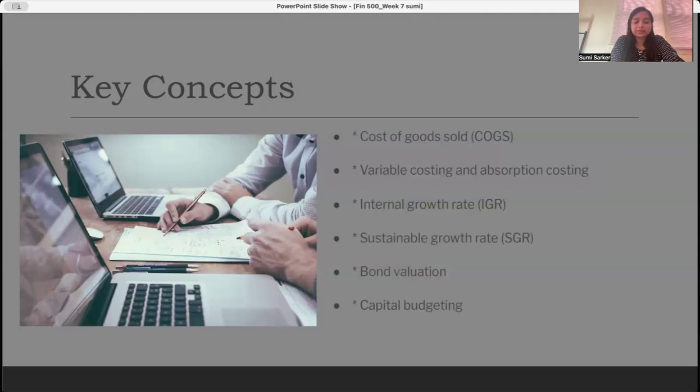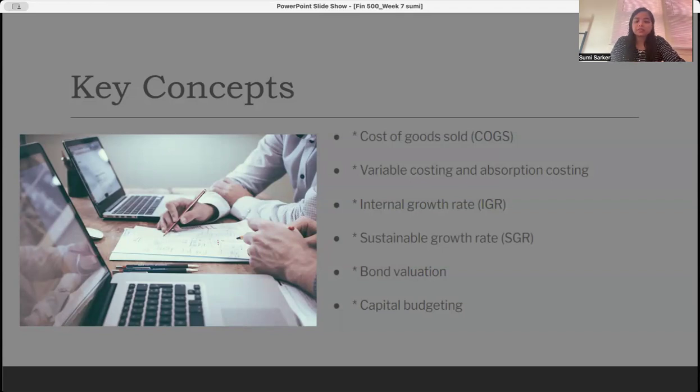I'll start by discussing some of the key concepts I learned in my courses, such as cost of goods sold, variable costing and absorption costing, internal growth rate, sustainable growth rate, bond valuation, capital budgeting. And now I'm discussing all of this.